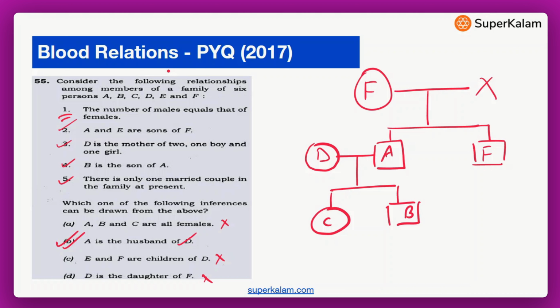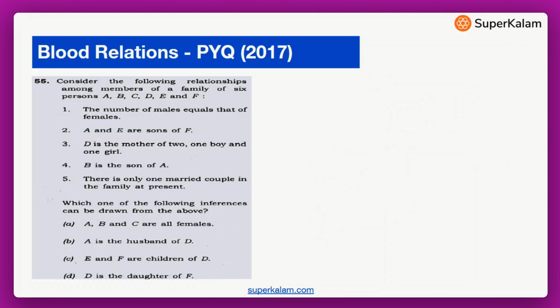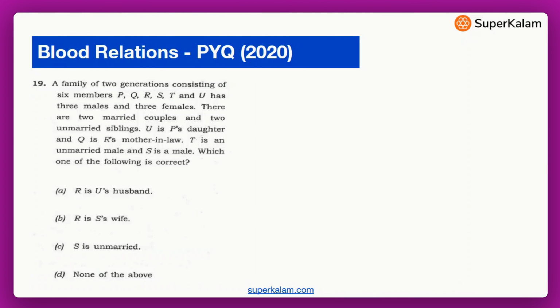You have to just go one by one, interpret the statement, create new family trees if possible, and try to fill the existing family trees if possible, with the help of the statements. In this manner these questions are solved. Let's take another one of these.